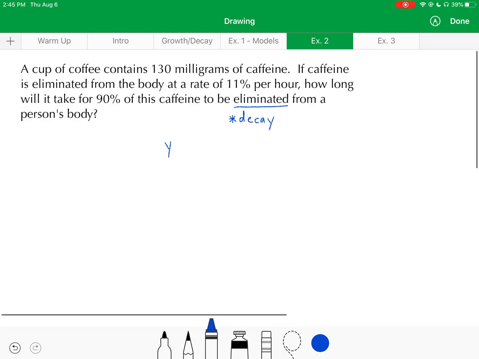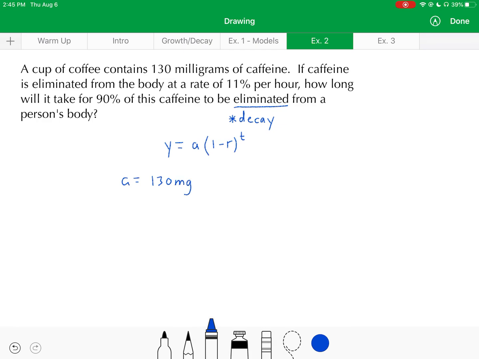And that just tells me to use the model y equals a times 1 minus r to the power of t. All right. So a few things I need to identify here. A, in this case, is 130 milligrams of caffeine. R is 11%, which I need to express as a decimal, 0.11. T is the unknown. Notice the question, how long will it take? So that means time's unknown.